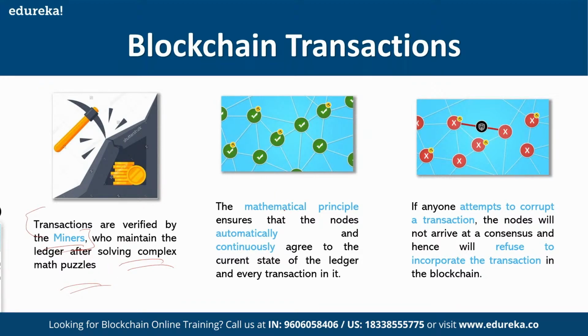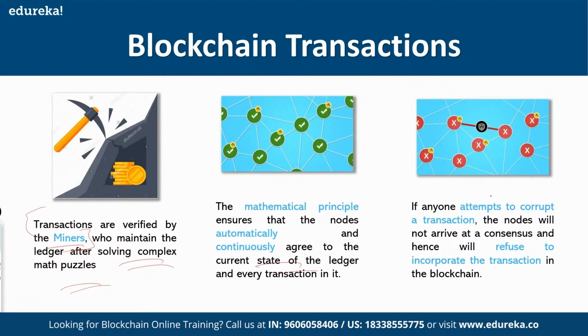Okay, so here the mathematical principle ensures that the nodes automatically and continuously agree to the current state of the ledger. As I already have mentioned, there are some protocols like Whisper and Gossip protocols which you can use and ensure that all of your nodes are in the current state and they're accepting all the data, they're distributing, and they're validating all the data whether it is right or wrong.